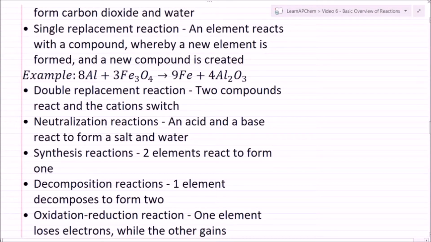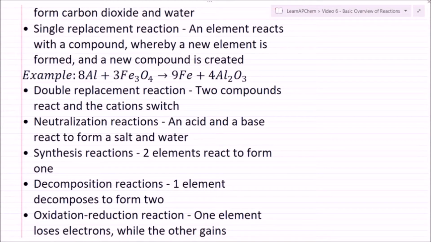Double replacement reaction, this is where 2 compounds react and the cations switch. We also have a neutralization reaction where an acid and a base react to form a salt and water. You might not know what that is, acid and base. We're going to talk about this in much greater detail, so don't really worry about that for now.